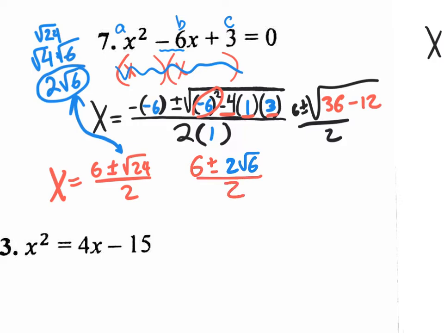So that is the correct answer, but we could reduce that answer, right? And you have to reduce that answer. You reduce it by what? By 2. So 6 divided by 2 is 3. 2 divided by 2 is 1. 2 divided by 2 is 1.